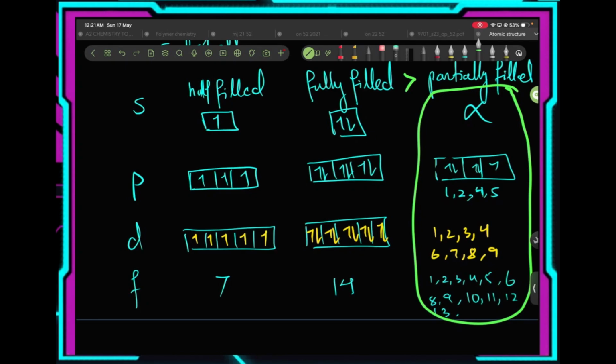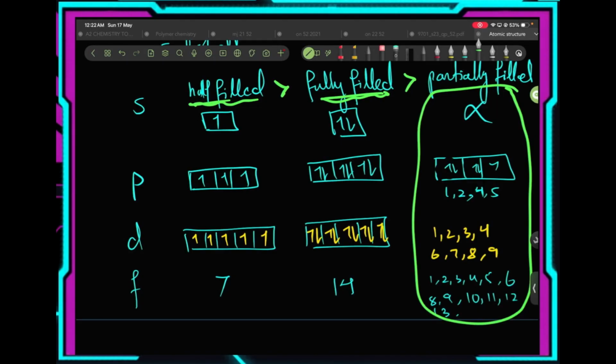In any case, partially filled is less stable than half-filled. Yes, half-filled and fully filled arrangements are more stable than any partially filled one. In the case of half-filled and fully filled, which would be more stable? It would be half-filled. Why did you say half-filled? Yes, it should be half-filled.